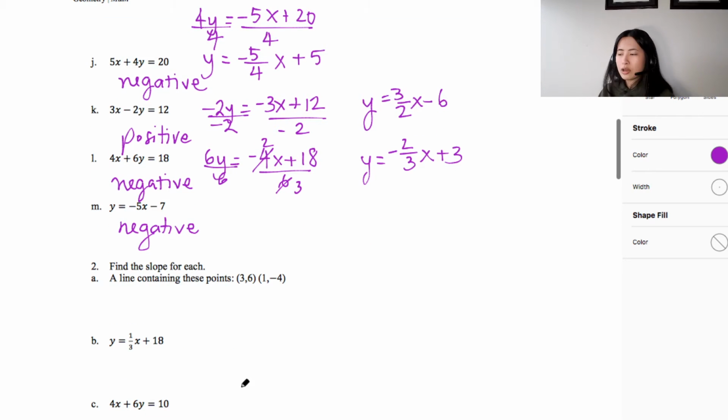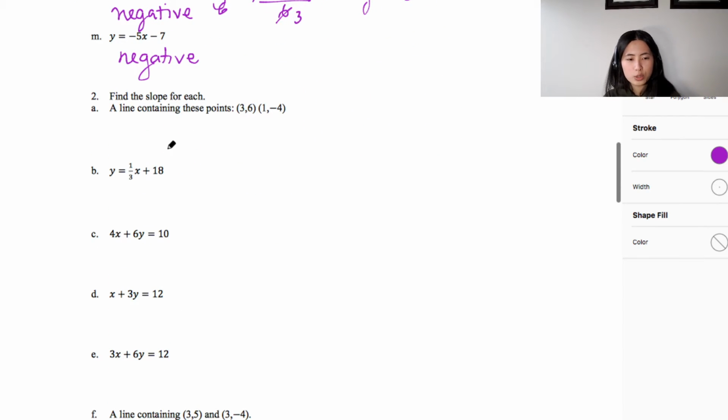Okay, so now that we've gone over the different types of slopes, we know when it is positive, when it is negative, undefined, and 0, right? So now we actually need to find the numerical value of the slope. We do have a couple of questions here. For part A, it says we have a line containing these points: 3, 6 and 1, negative 4.